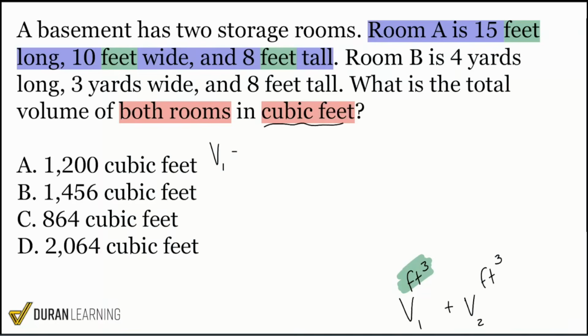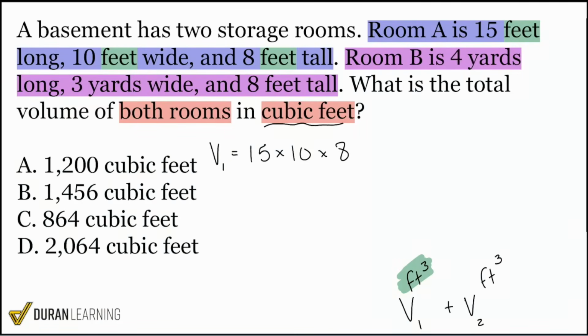The volume for room 1 will be 15 multiplied by 10 multiplied by 8. So we'll do the calculation here in a moment, so don't worry about that. But now I'm going to set up my other volume for room B. So I'll go ahead and use purple to highlight that. And it says room B over here is 4 yards long, 3 yards wide, and 8 feet tall. Everyone, for room B, are we going to need to convert to get the proper volume there? Absolutely, right? We're absolutely going to need to convert.